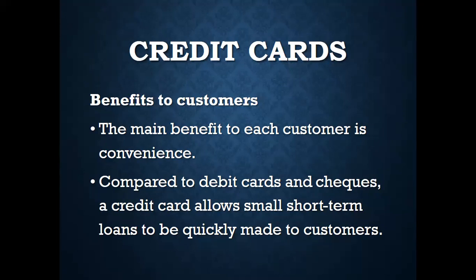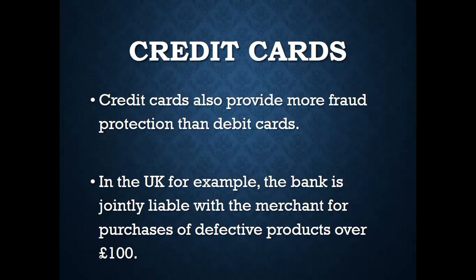If we compare credit cards to debit cards and checks, then we see that credit cards actually allow for a small short-term loan. You see, with a credit card, anytime you spend, it is the issuer who is paying on your behalf. The amount that the issuer is paying on your behalf is just like the issuer granting you a short-term loan or some quick loan. So it allows for short-term loans to be granted. Then credit cards also provide more fraud protection than debit cards, because with a credit card, anytime you use it, the verification involved is quite tighter than that of a debit card. So it offers more fraud protection.